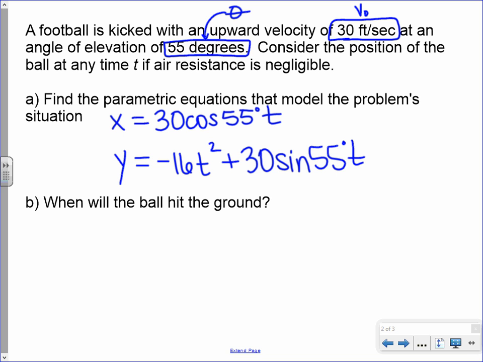The next question we're going to answer: when will the ball hit the ground? So first of all, they're asking a question about when. So Gabe, what variable would we be solving for if they're asking for when? Time, okay? T is what we're going to be solving for. Now, when the ball hits the ground, is that going to deal with the x or the y equation? Turn to your neighbor and tell them x or y. Pick one.